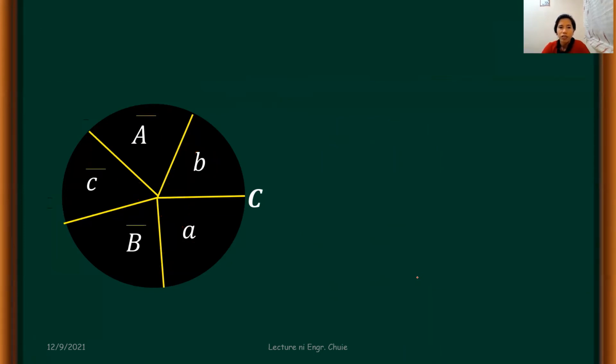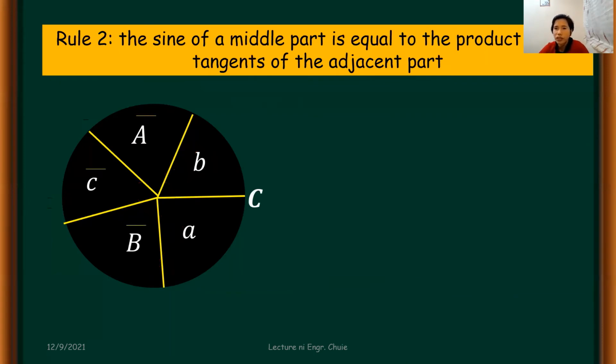Next is for rule number 2. So, for rule number 2, similar lang but nakatangent and then adjacent. So, take note that the sine of the middle part is equal to the product of the tangent, hindi na cosine, of the adjacent part. So, hindi na opposite, but adjacent. So, let's say, for example, yung target natin ay si B. So, sine of B is equal to the product of the tangent of the adjacent part.